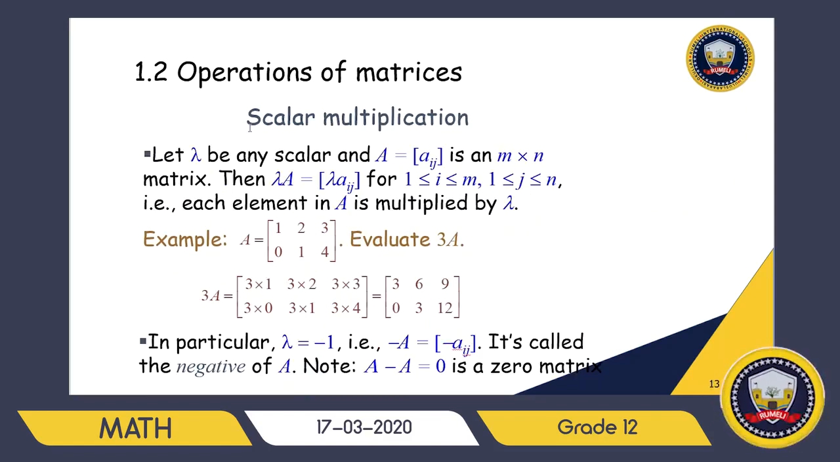While when we have the scalar multiplication, which means taking a scalar, which is a number lambda, multiplied by the matrix A, we take each element of this matrix and we multiply it by this scalar, which is in this case lambda, and we will get a new matrix. The order of the new matrix is the same as the order of the old one.